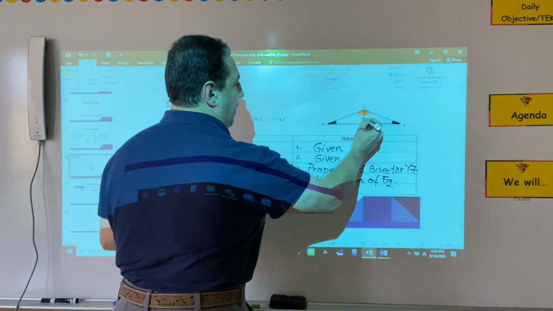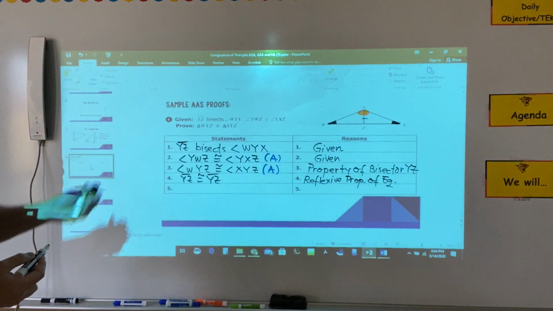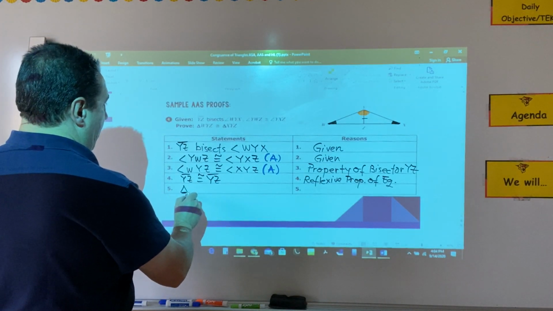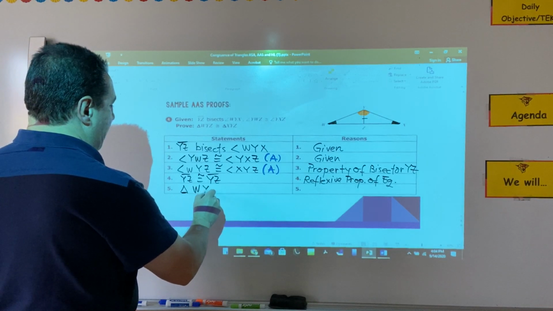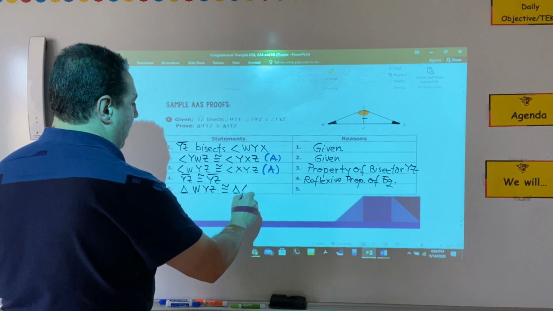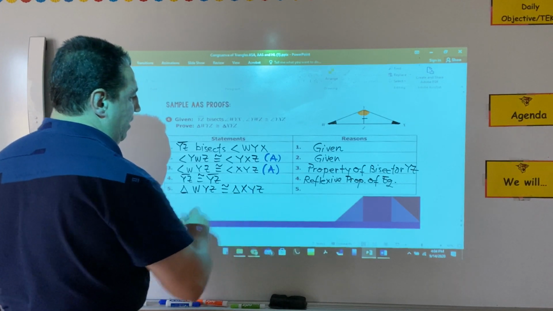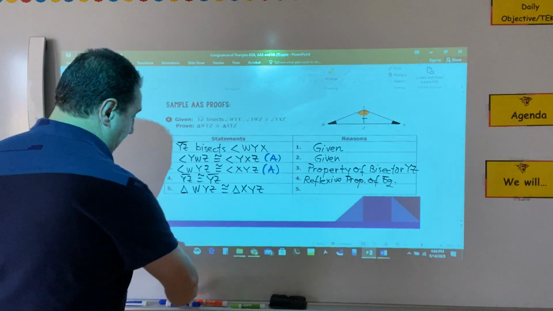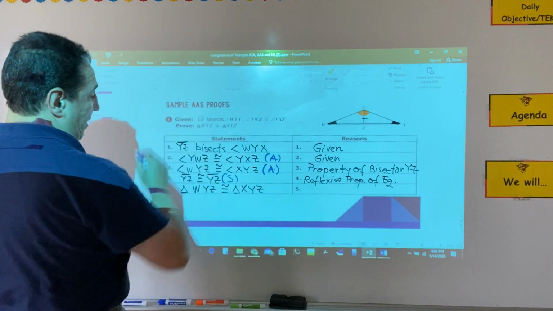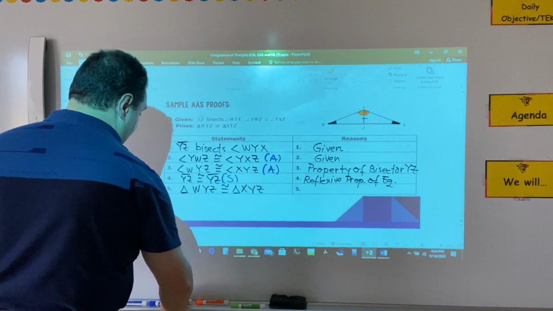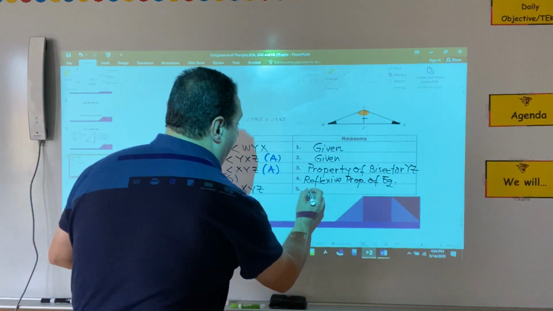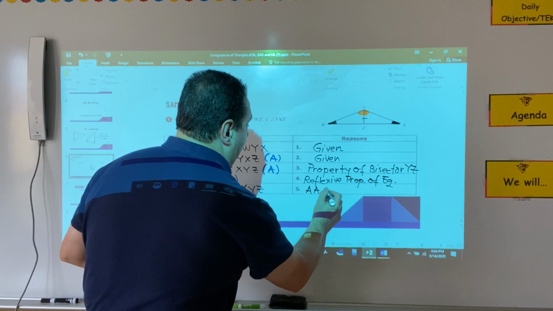This side. So we can conclude triangle WYZ congruent triangle XYZ. This is S, yeah, the last letter in this case, by AAS.